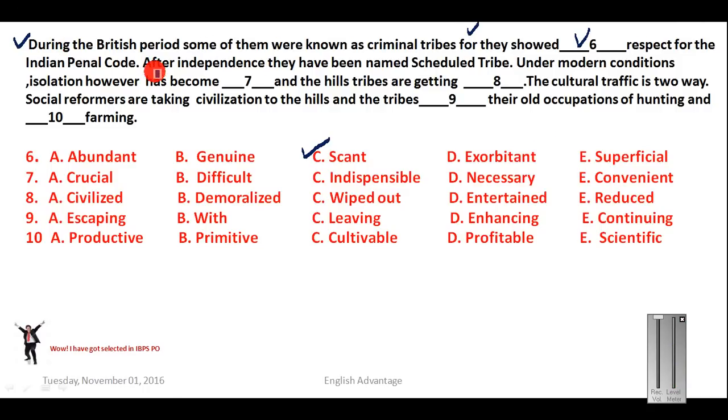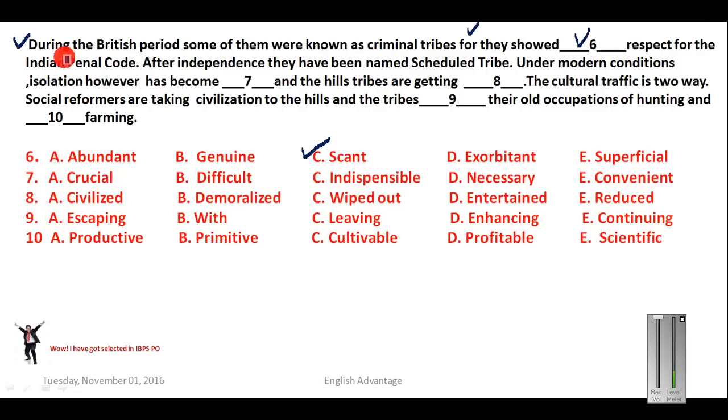Other words will not come, because exorbitant means overpriced or something very excessive. Superficial will not come. Genuine means very original. Abundant means plentiful. So they will not make a good choice. After independence, they have been named scheduled tribe, or you can say ST. Okay, you must have heard these words like SC and ST. Under modern conditions, isolation, however, has become, they have been living in isolated areas.